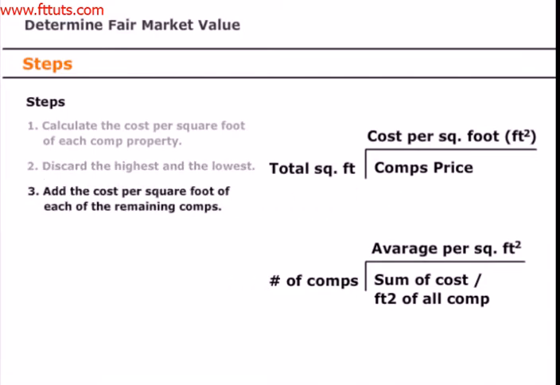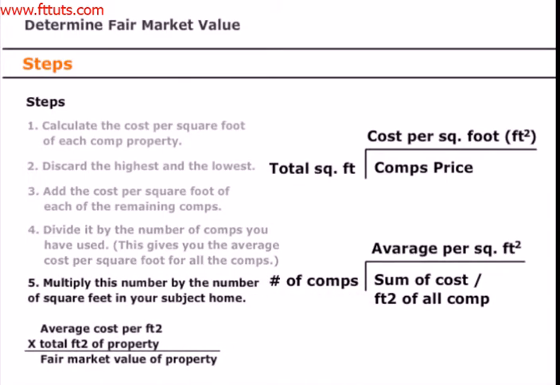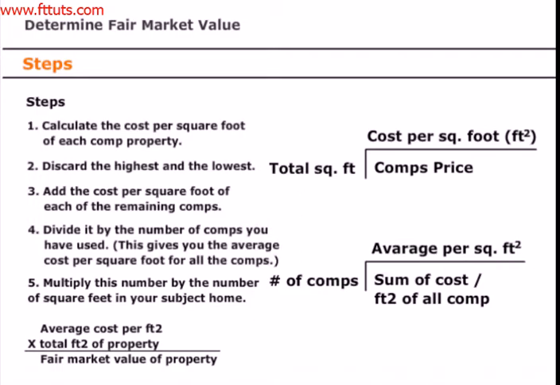Then, add up the cost per square foot for each home. Divide this number by the total number of comps you have used. The result is the average cost per square foot for all the comps. Finally, take this average cost per square foot and multiply it by the total square feet of the prospective property. The result is the estimated fair market value of the property in that area right now.